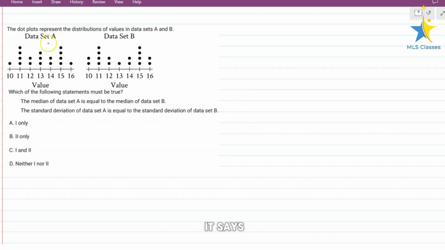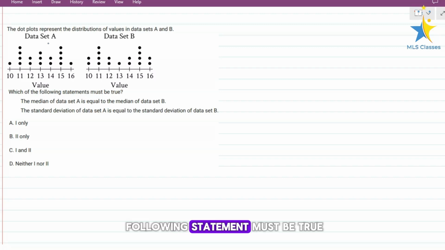Moving to the next one. It says the dot plots represent the distribution of values in dataset A and B. Which of the following statements must be true? The first statement says the median of dataset A is equal to the median of dataset B, and the second statement says the standard deviation of dataset A is equal to the standard deviation of dataset B.